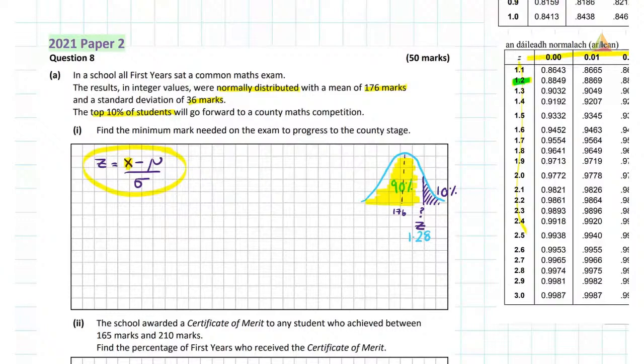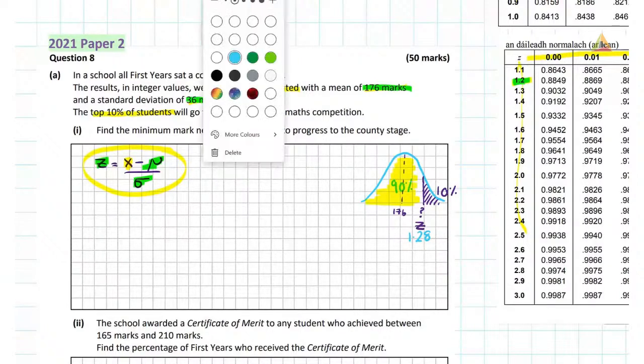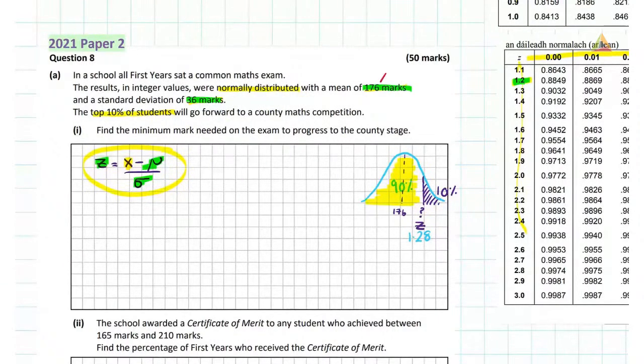So I'm going to go back to my formula. I know what Z is, so I have Z. I know what my mean is, so my mean is mu, 176, and I know what sigma is, so my sigma is 36. And not a bad idea at all to actually mark those in. So this is my mu, that's the mean, and this is my sigma, that's my standard deviation. So I'm just going to plug into the formula. My Z is plus 1.28, and I know it's plus 1.28 because of where it's positioned on the normal curve. X is what I'm looking for, minus 176, and we're dividing by the 36, the sigma.